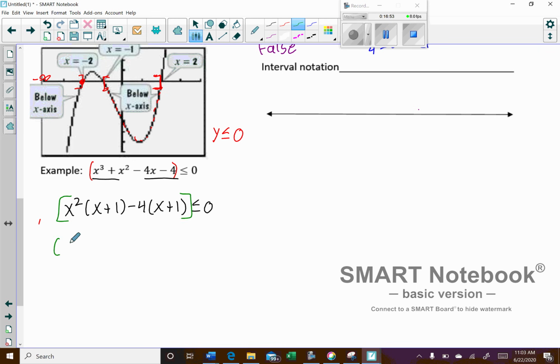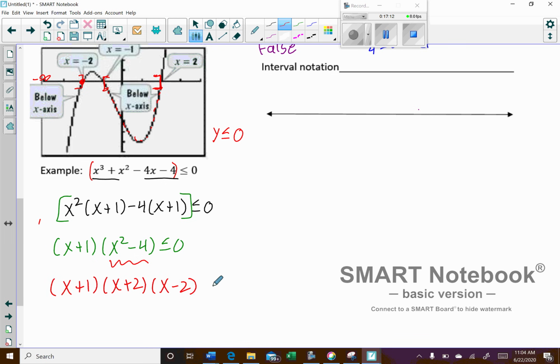So now I factor out the x plus 1, and then I have x squared minus 4 is less than or equal to 0. And then we'll factor the difference of 2 squares right here. So we'll have x plus 1, x plus 2, x minus 2 is less than or equal to 0. And then my x-intercepts are negative 1, negative 2, and positive 2. And that's what we want to put on our number line over here. So negative 2, negative 1, positive 2.